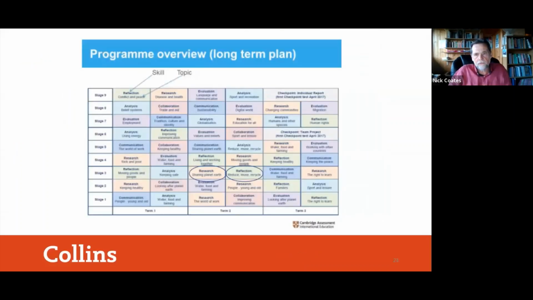Okay, now if we look at the next example, the topic we were looking at there was managing natural resources. And here, that links up to something here. This document, the program overview, is a Cambridge assessment document. It's basically a map through the 9 stages. So if you look on the left, you've got stages 1 up to stage 9, across the bottom the 3 terms, and it gives you a map of how the different skills can be presented across each stage, each term.